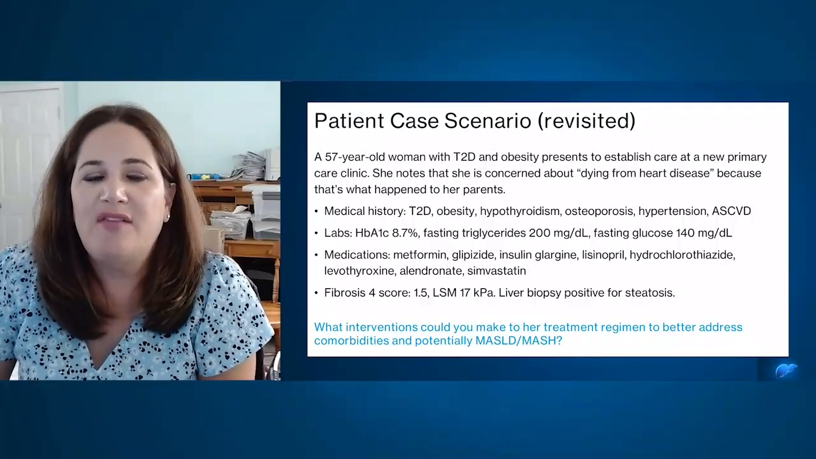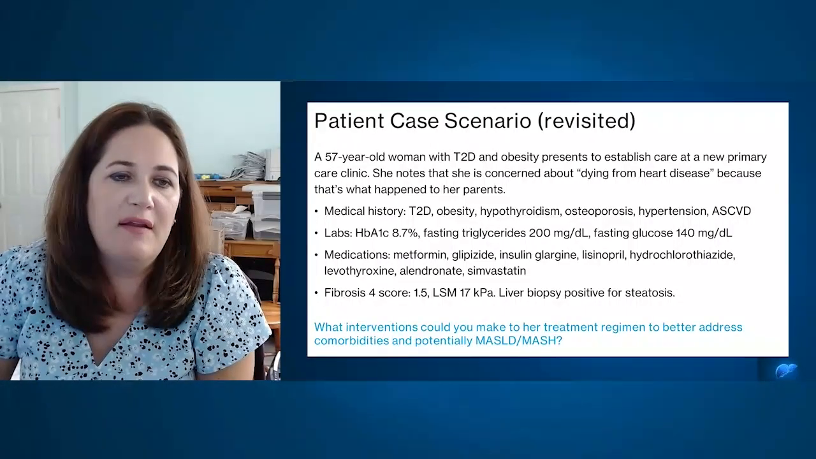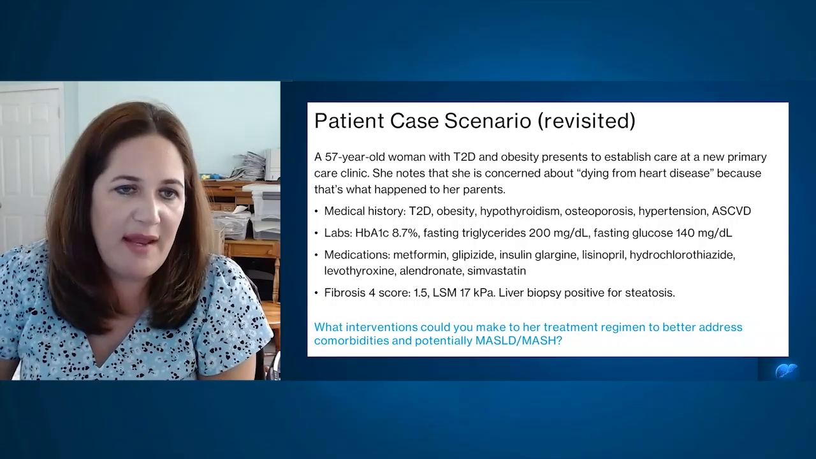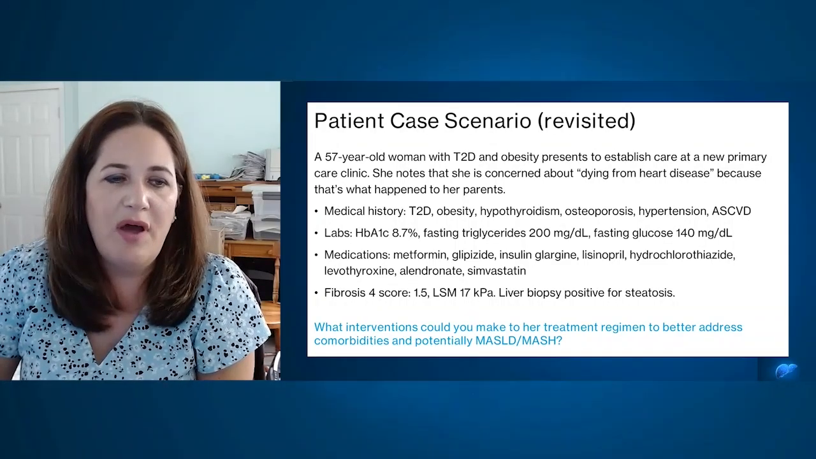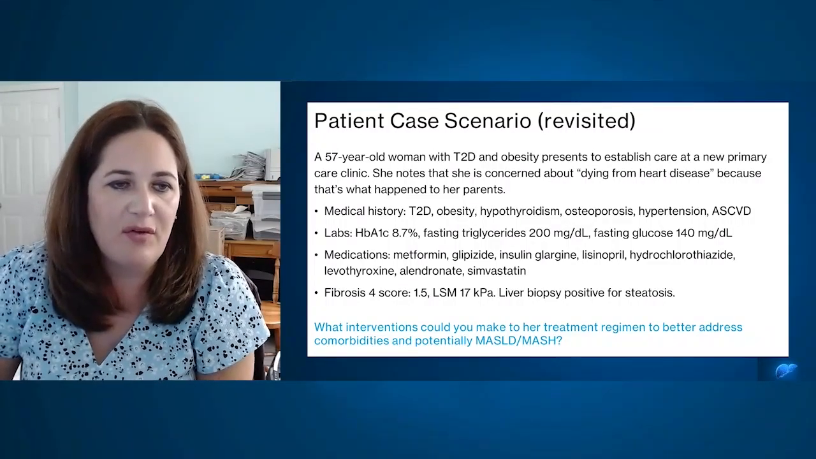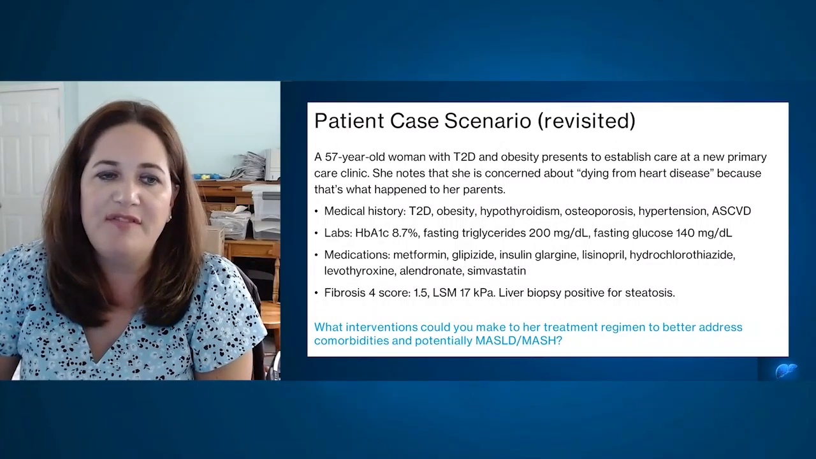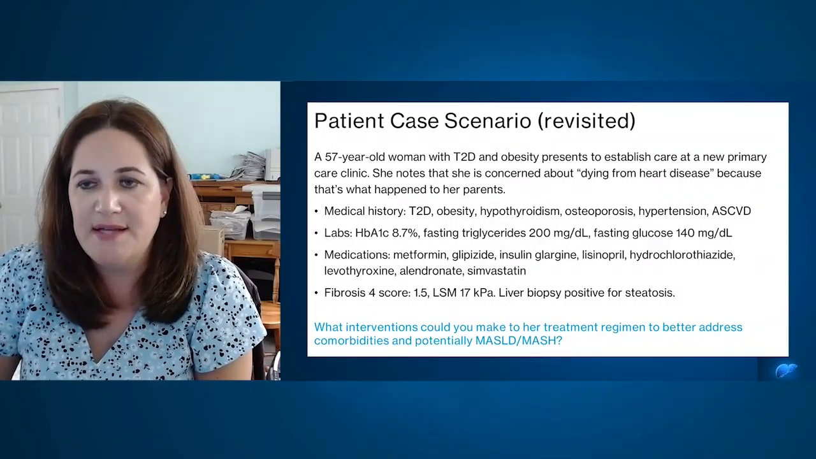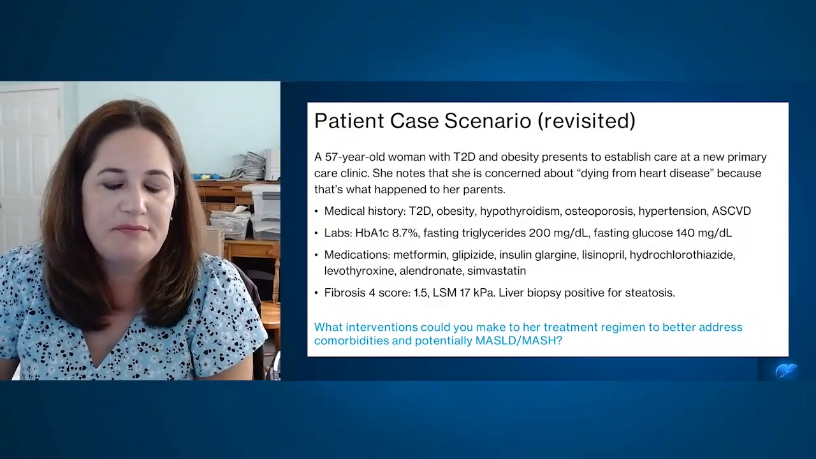So a couple of things on this slide I just want to point out. She has type 2 diabetes and she has obesity. Those are two underlying things that make me think that she does have MASH or MASLD. In addition, she did have a liver biopsy that showed steatosis. So just from those pieces alone, we can diagnose her with MASH and MASLD.